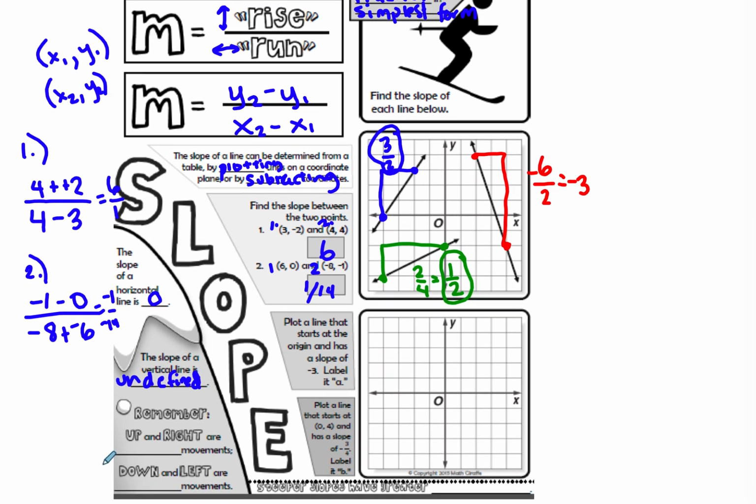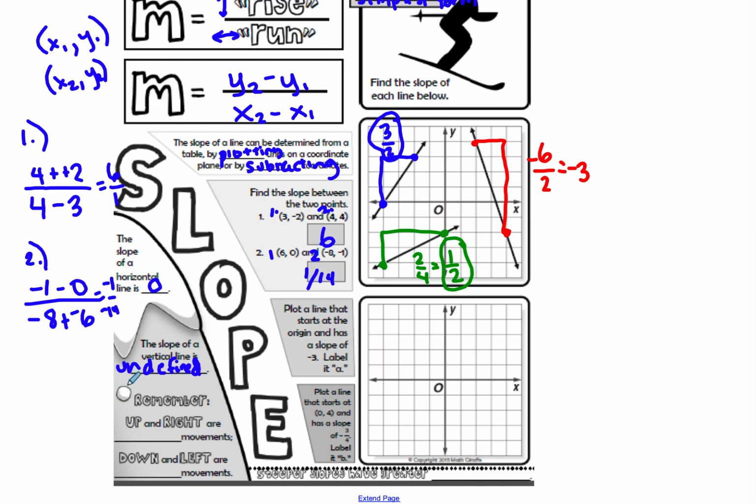All right, so I'm going to just adjust this a little bit. Remember, up and right are positive movements. Down and to the left are negative movements. All right, let's take a look at these last couple problems here. Plot a line that starts at the origin. That means 0, 0. Origin is 0, 0. And has the slope of negative 3 and label it A.